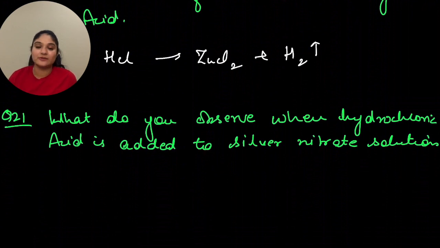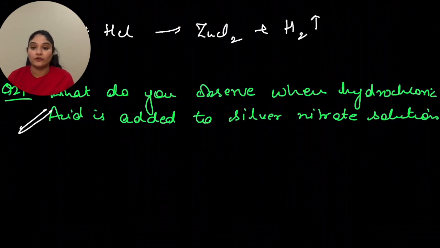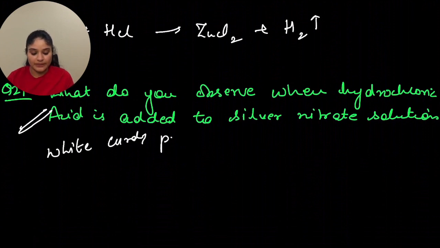So when that happens, you get a curdy white PPT which is soluble in excess ammonium hydroxide. I told you that this is an important part in the HCl chapter and you may miss this out. So make sure that you specifically read the reaction of hydrochloric acid with silver nitrate and what kind of products form, how they react, and what kind of output comes. So for example, in this case you have white curdy PPT which is soluble in excess of ammonium hydroxide. Okay, let's move ahead to the next question.